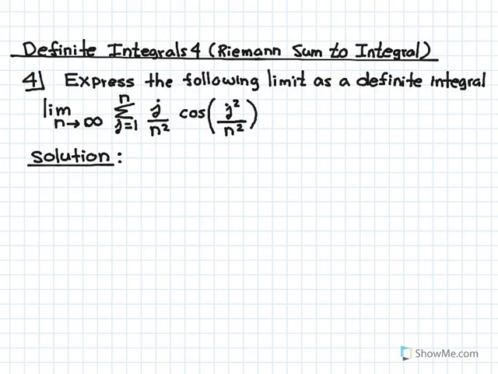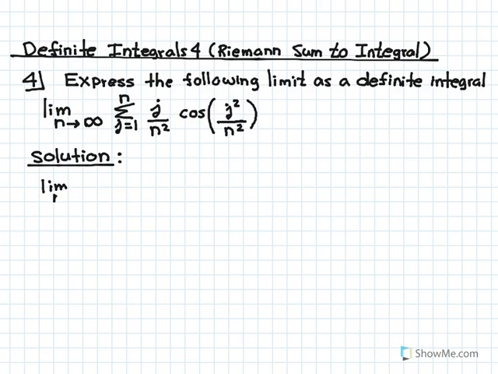In this video, we're going to transform a Riemann sum to an integral. Express the following limit as a definite integral: the limit as n goes to infinity of the summation j goes from 1 to n, j over n squared, cosine of j squared over n squared. Let's start with the definition of the right-hand Riemann sum.